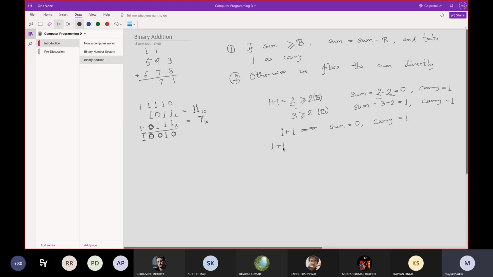If we have 3 ones being added here, we get a sum of 3, which is also greater than the base, so the sum will be 1, and carry will obviously be 1. And if we have only a single 1 or a single 0, then obviously the sum will be the corresponding 0 or 1 and carry will be 0. Is it clear?